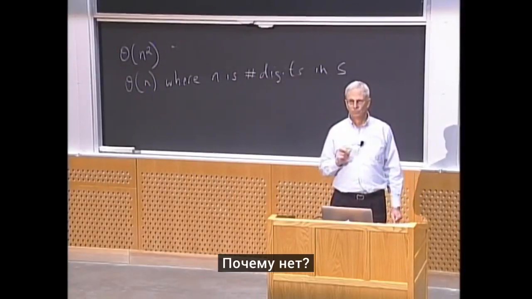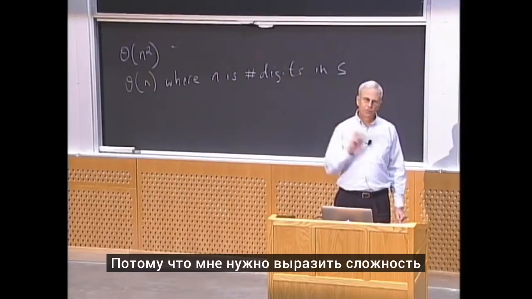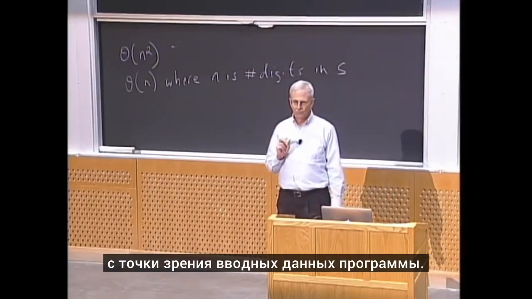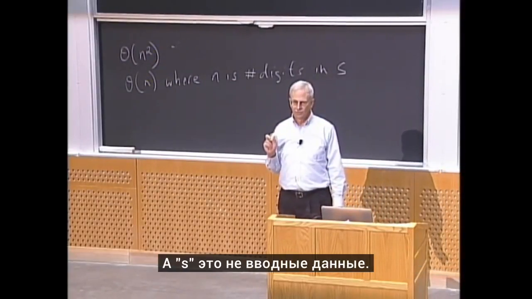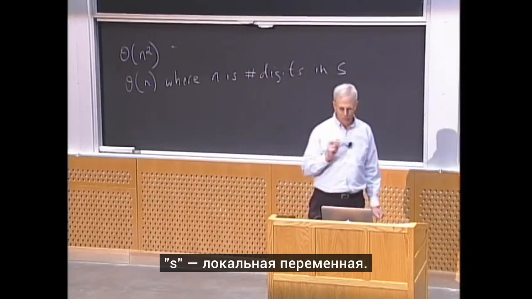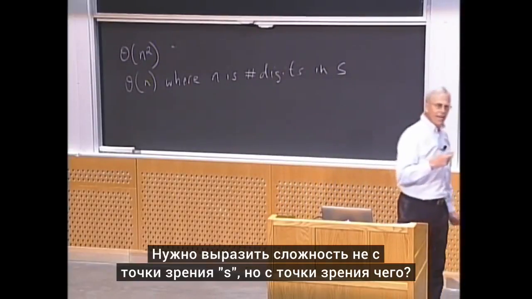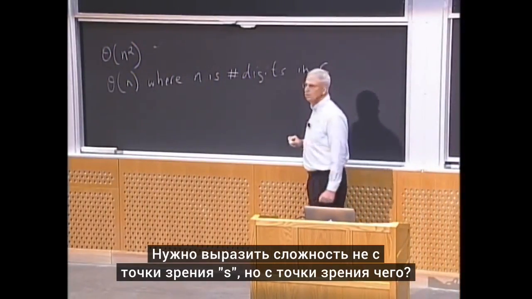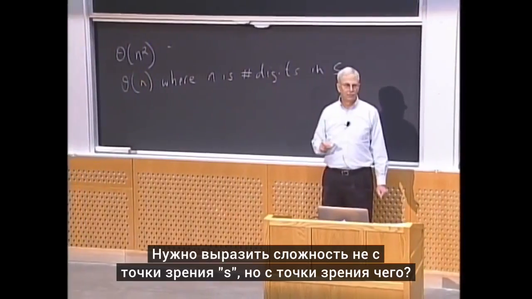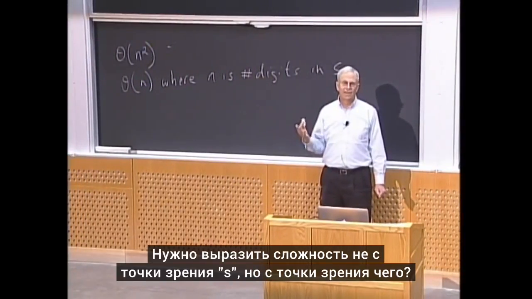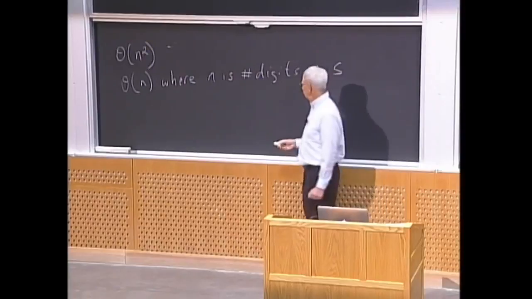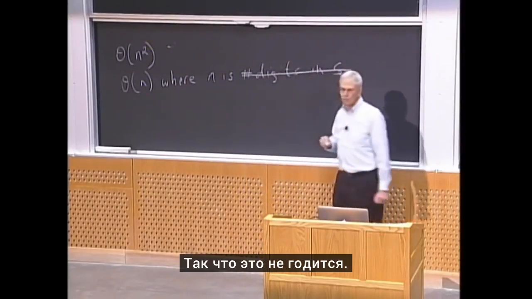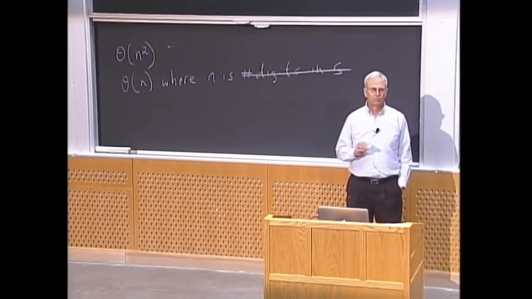But I really am not allowed to do that. Why not? Because I have to express the complexity in terms of the inputs to the program, and s is not an input. s is a local variable. So somehow I'm going to have to express the complexity not in terms of s, but in terms of what? x. So that's no-go. So what is it in terms of x?